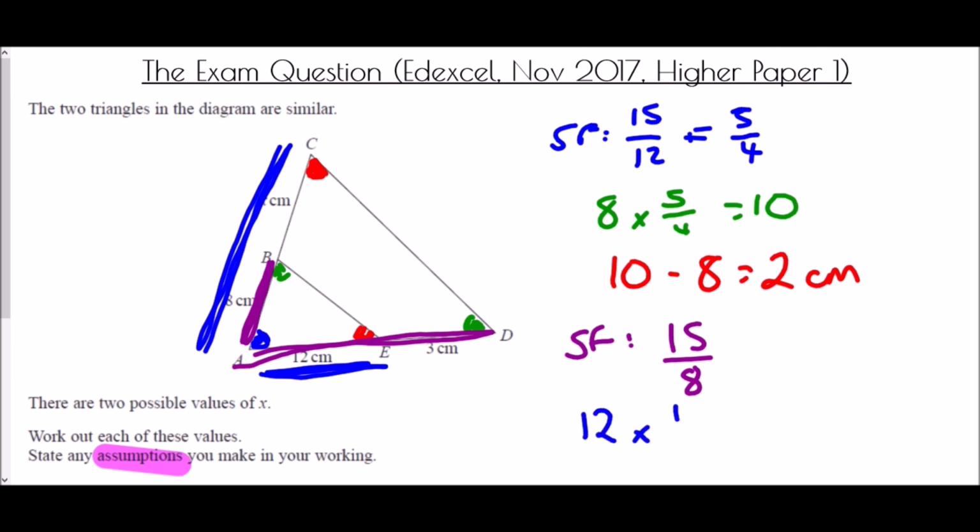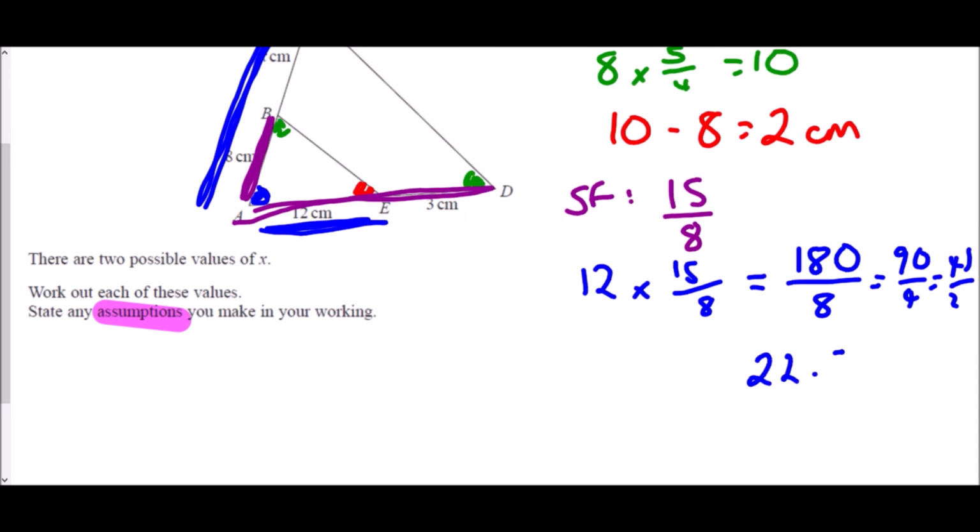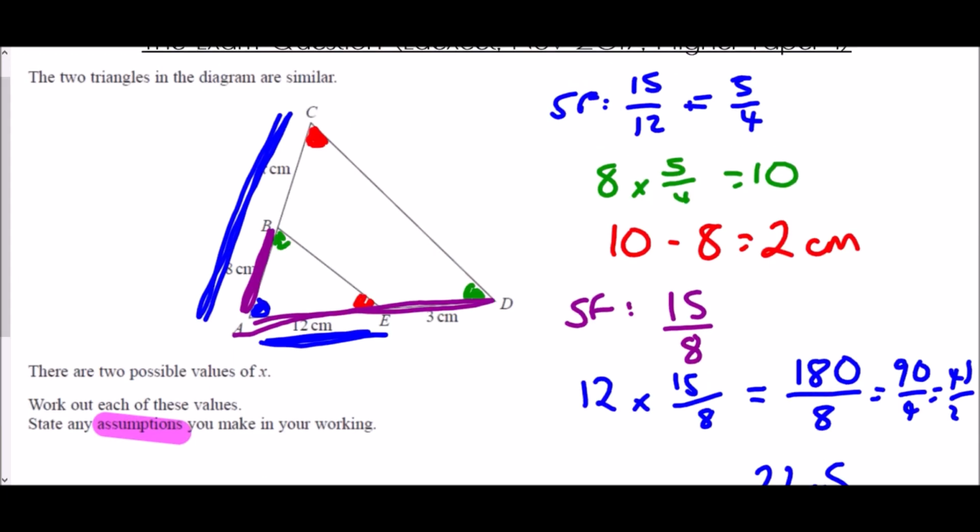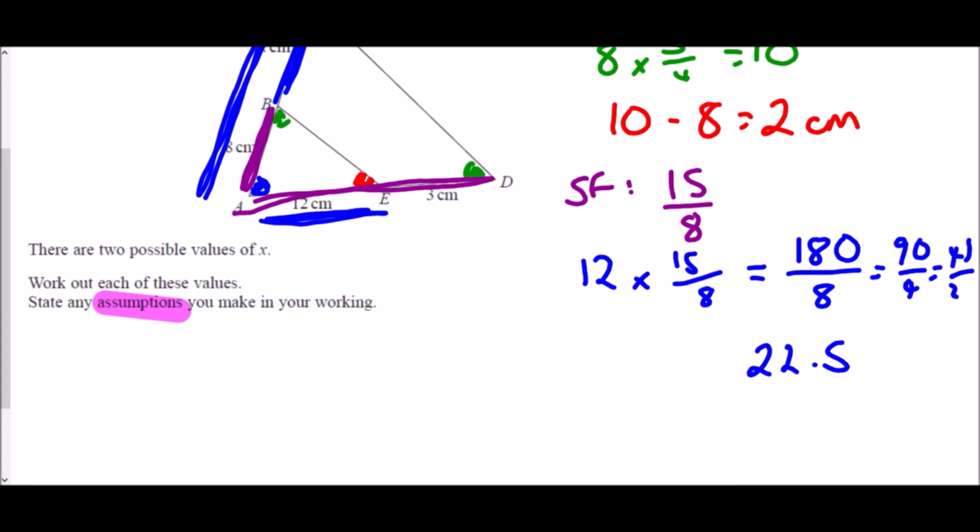Therefore I would have to do 12 times my scale factor, 12 times 15 over 8, and that's a little bit tricky, but 12 times 15 is 180, all over 8. If I divide that, halving to get 90 over 4, half that, 45 over 2, half that, we get 22.5. But then, what length would I need to subtract in order to get just the length x? Well, I would need to take away that length of 8. So 22.5 take away 8 is 14.5 centimetres.